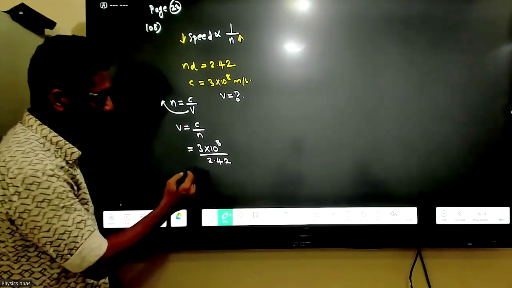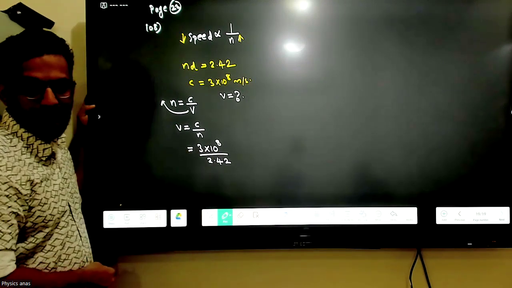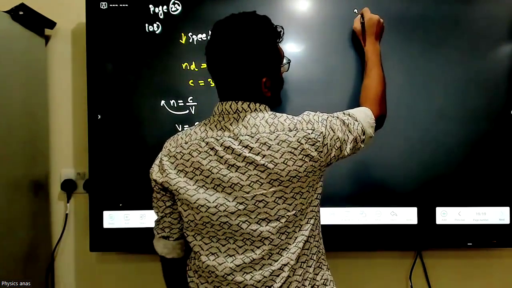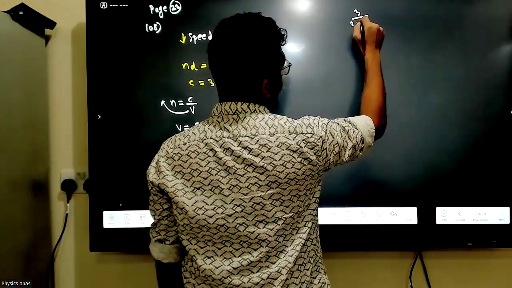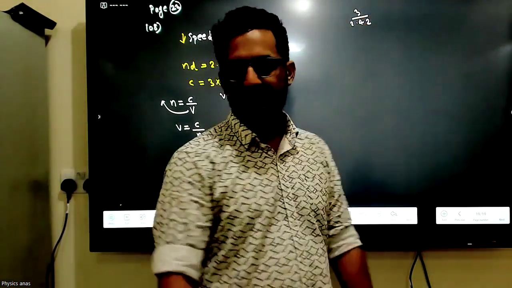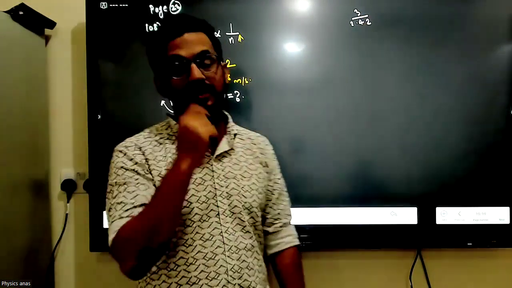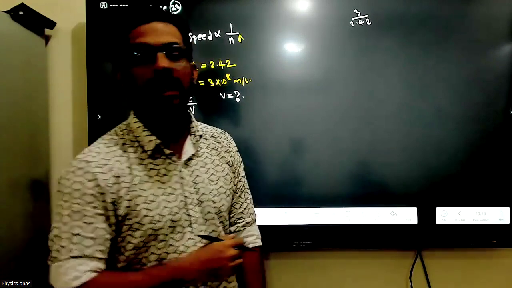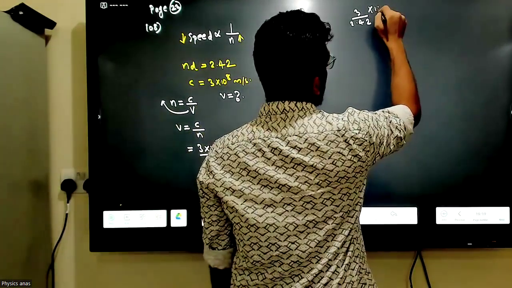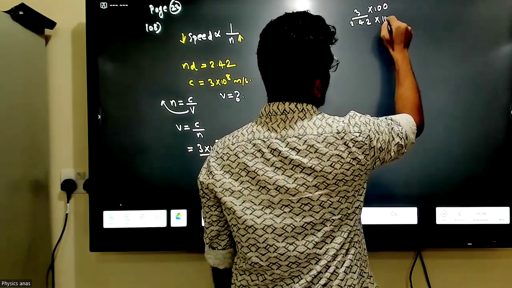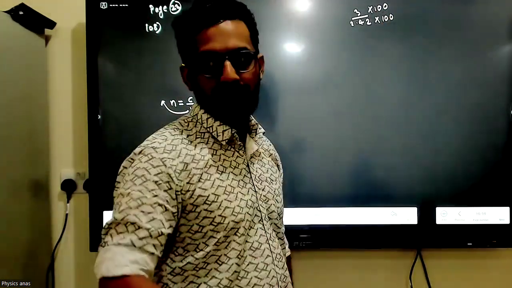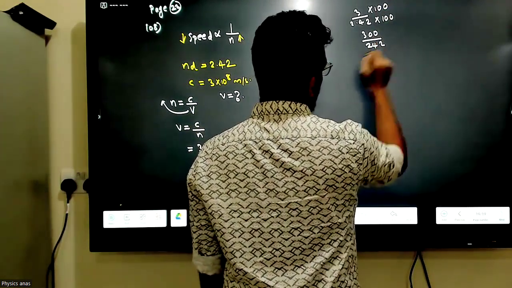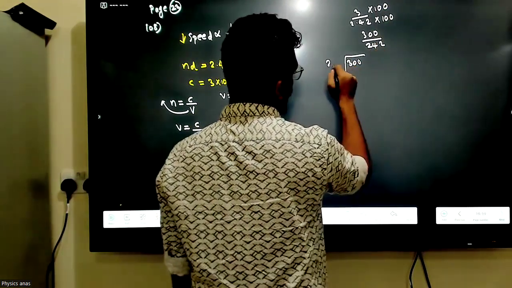I will write it like this: 3 by 2.42. How can we do this calculation? Multiply that with 100 on both the numerator and denominator. Now you will get 300 divided by 242. What is 300 divided by 242?